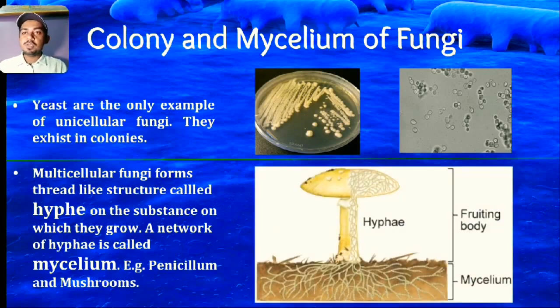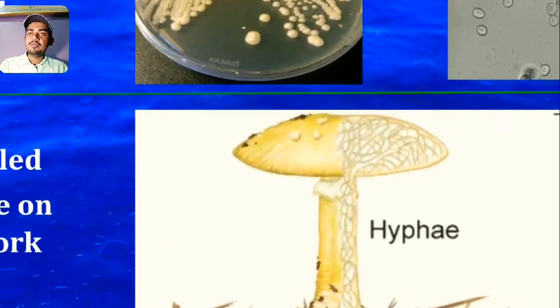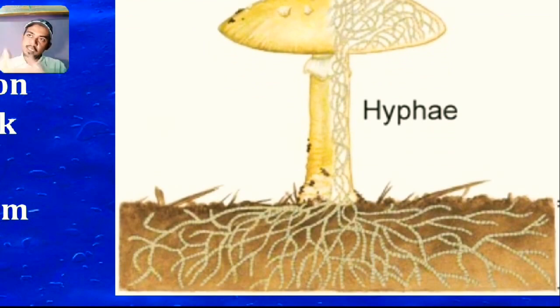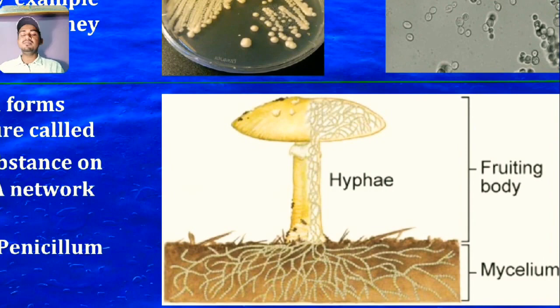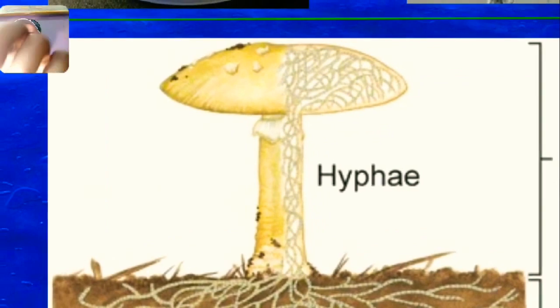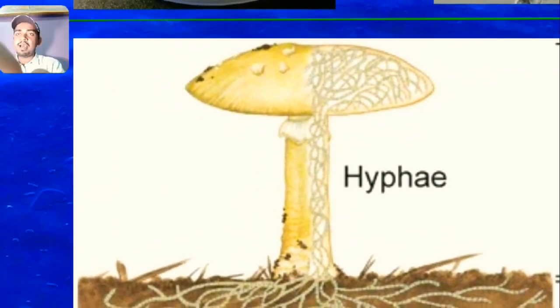So how does it look? It looks like this. If we see the cross section of a mushroom, these underground, root-like structures are also hyphae. This is mycelium, made up of a lot of hyphae, and that one is also hyphae. Also mycelium, but made up of a lot of hyphae.